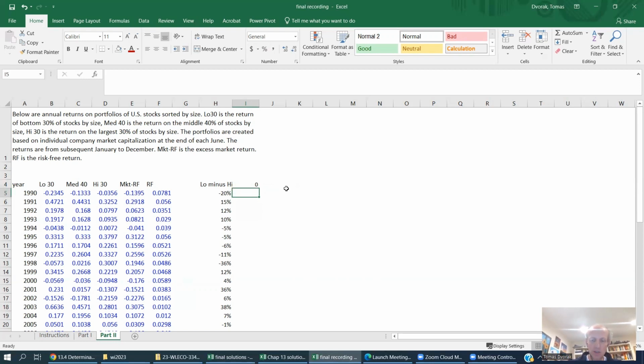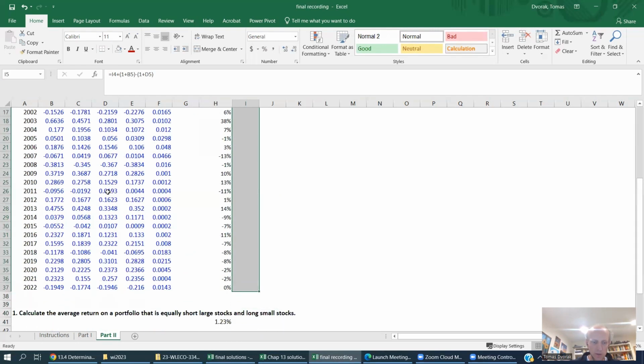So we're going to start with 0 money, and to that we're going to add 1 plus the return on the stocks that we go long. So in this first year, we would actually lose money. And from that, we're going to subtract 1 plus the return on stocks that we short. So there's a minus in front of that. And so that first year, yes, we would lose money, but let's see how that goes over time.